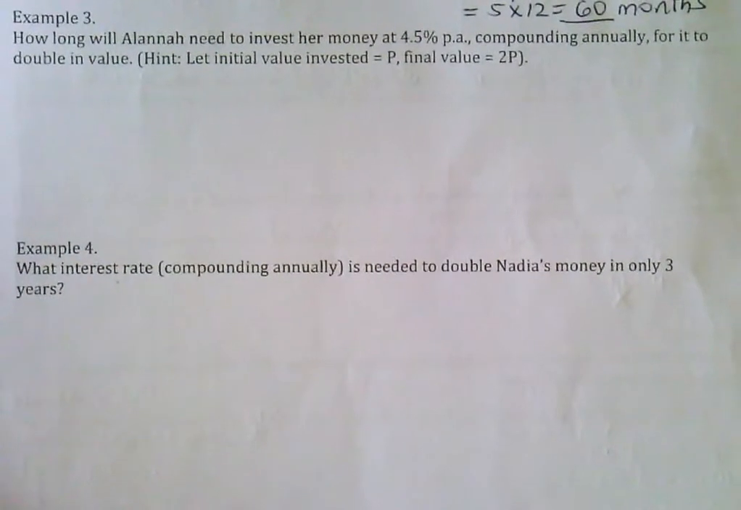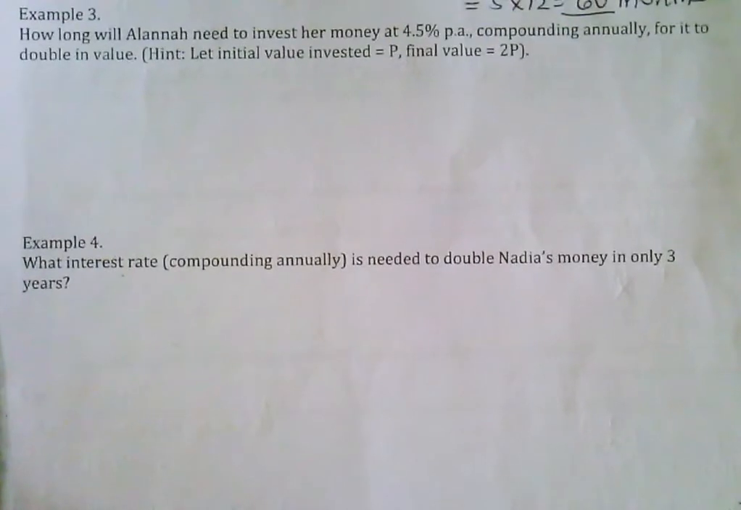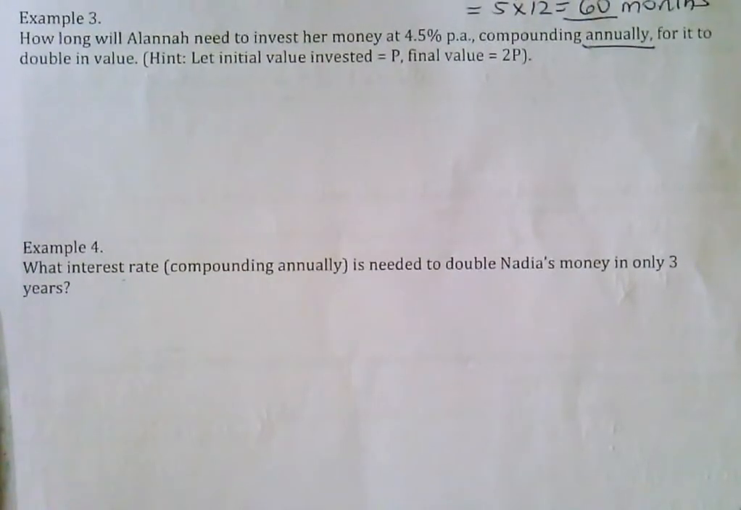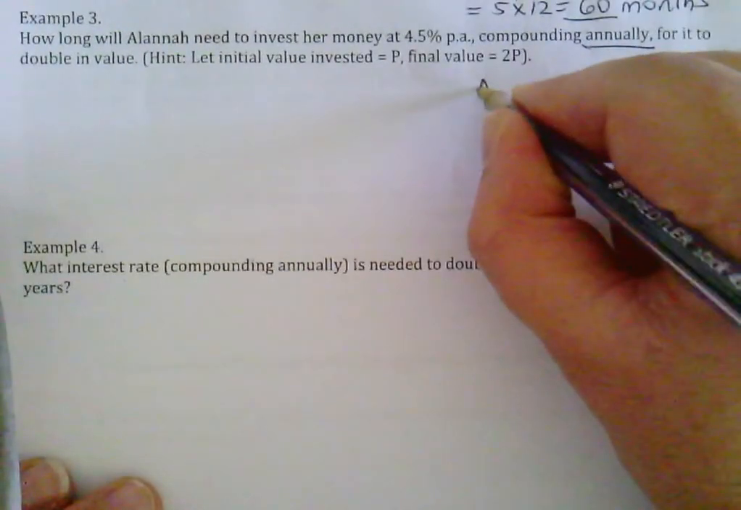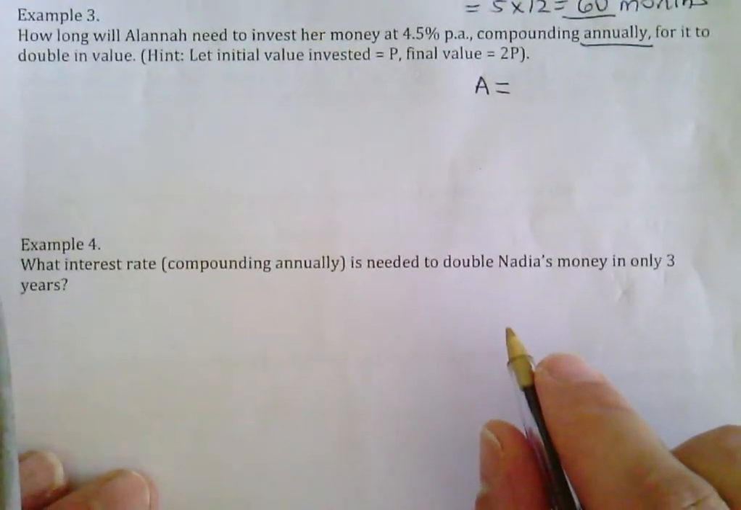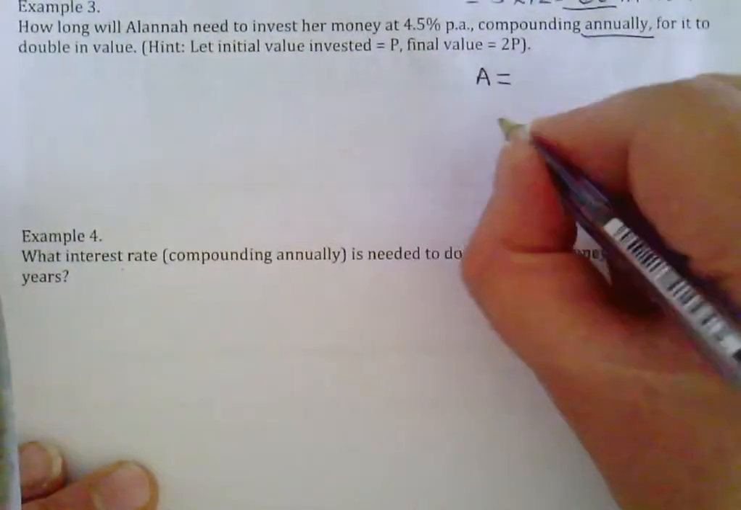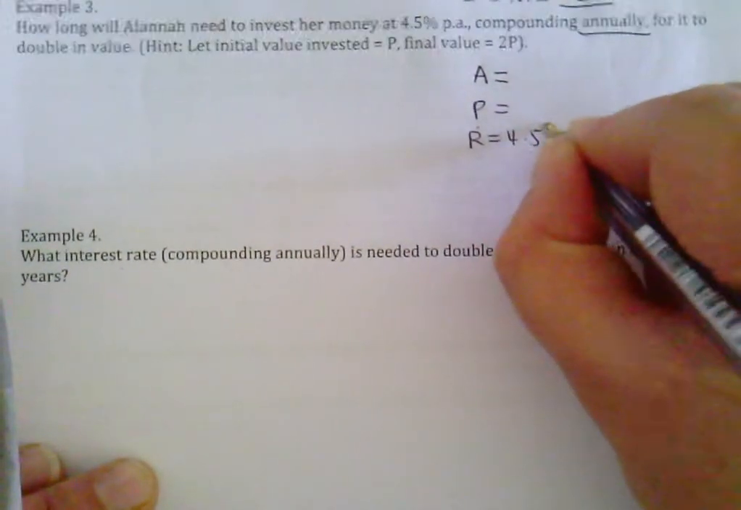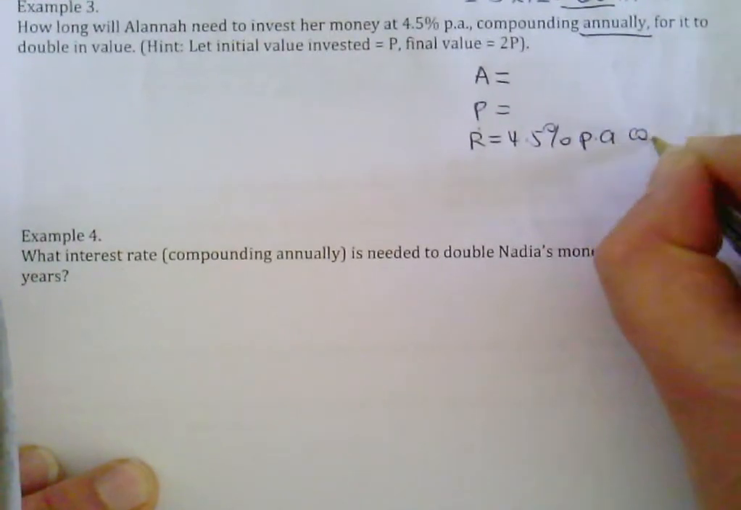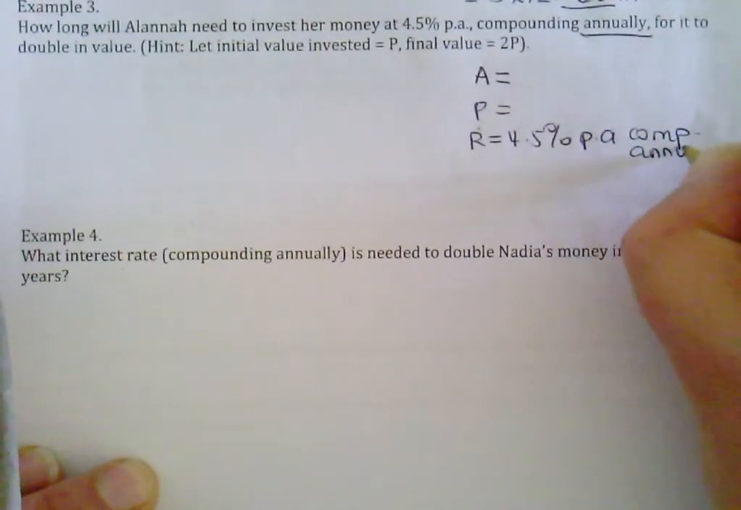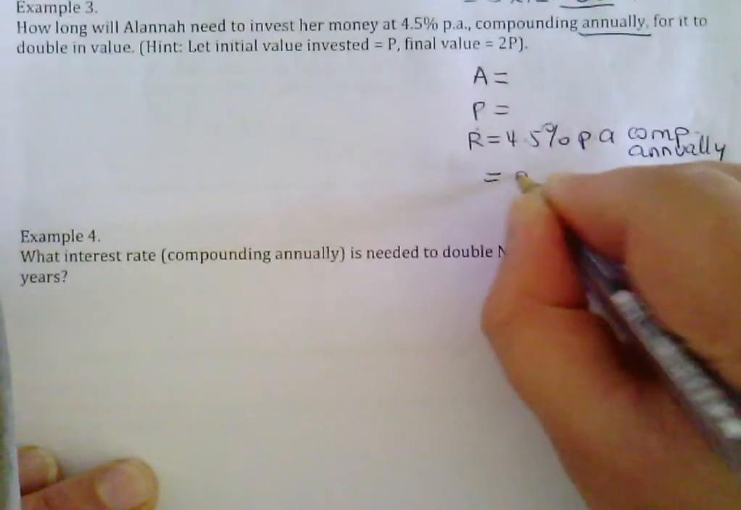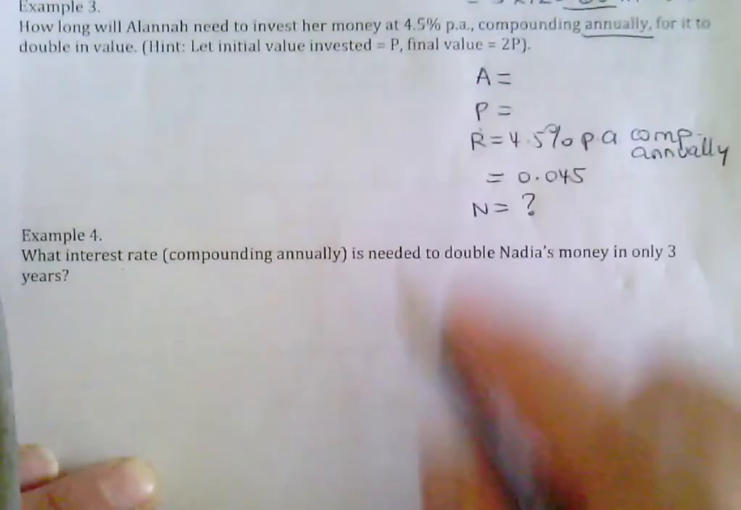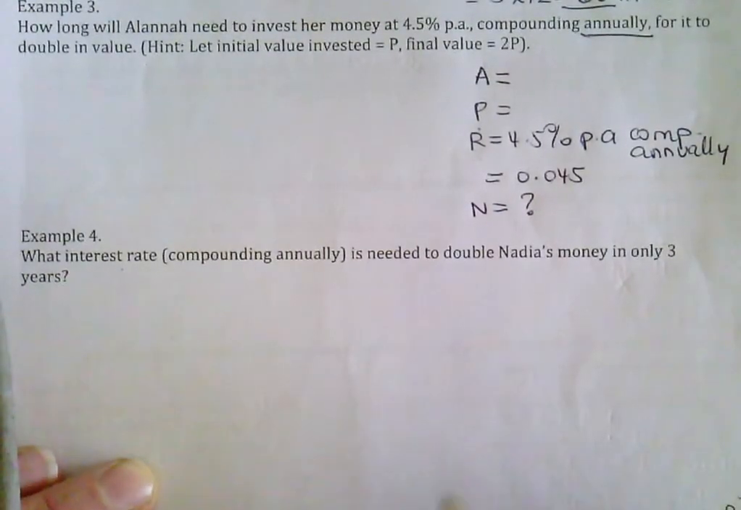How long will Alana need to invest her money at 4.5% per annum, compounding annually, for it to double in value? The rate is 4.5% per annum, compounding annually, that's good. Don't have to change anything, which is 0.045. N is question mark, how long? They're asking about the time.